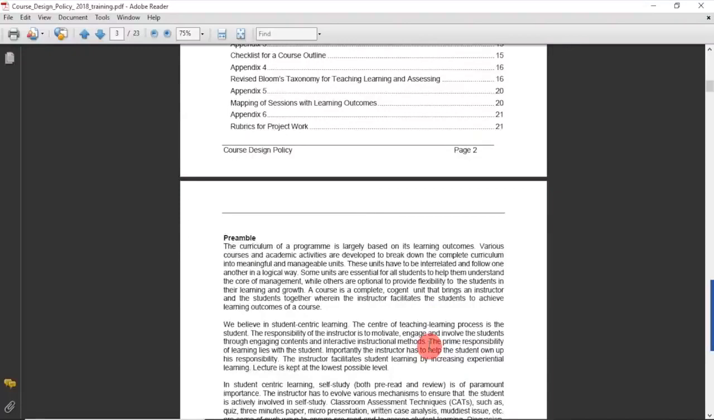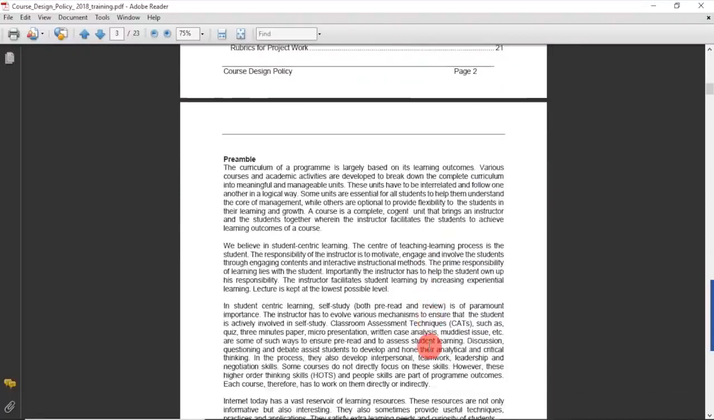So let's now move on and try to recall what we shared in session 2, mainly about the different components of curriculum. Just see here, the curriculum of a program is largely based on its learning outcomes. Various courses and academic activities are developed to break down the complete curriculum into meaningful and manageable units.